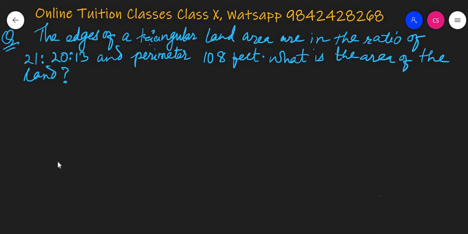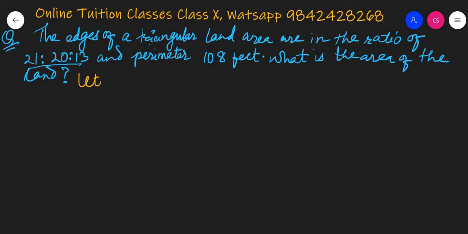The edges of a triangular land area are in the ratio of 21:20:13 and the perimeter is 108 feet. What is the area of the land? So the edges means the sides of this land. It's 21:20:13. All right. So what do you suppose?